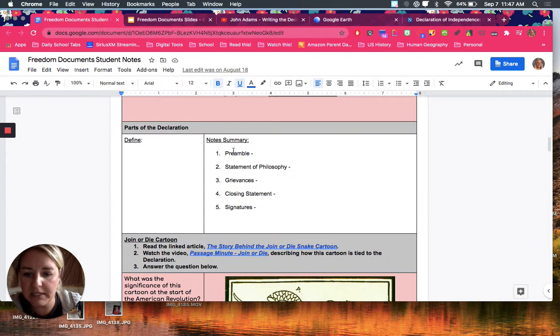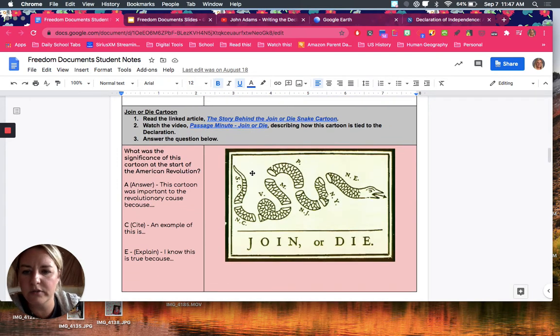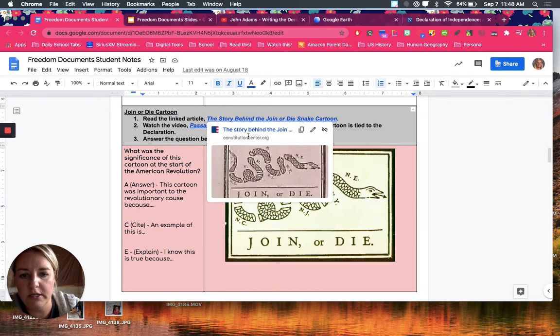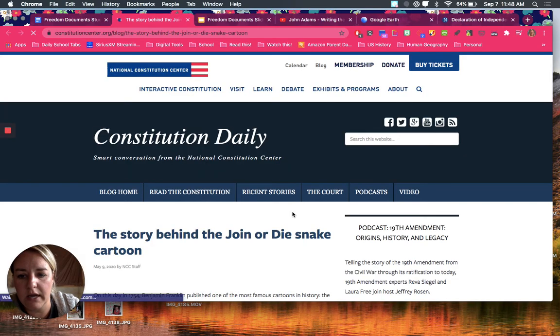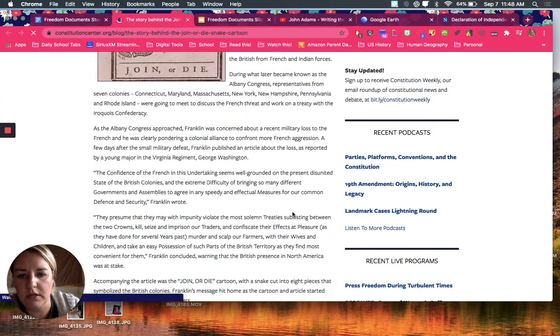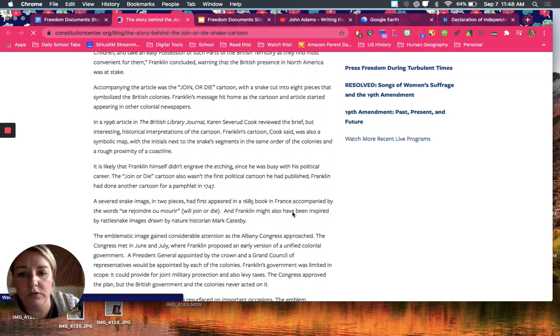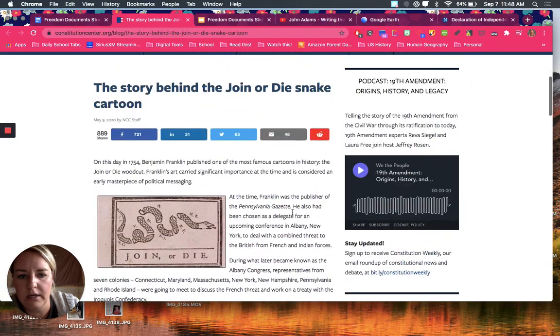So for this next section, what I'd like you to do is take a closer look at this political cartoon. This is another way that we look at primary sources and start to analyze what they say. A couple of ways that you can take a look at this. I've got an article right here, the story behind the Join or Die cartoon. So this is one way you can take a look at some of the information behind what this cartoon was all about. And as you can see, it is not very long. So that's one way to take a look.